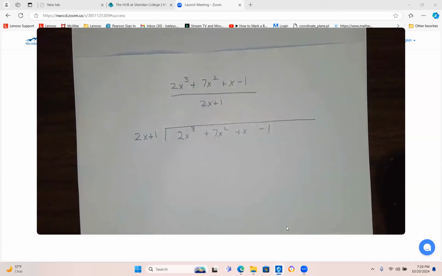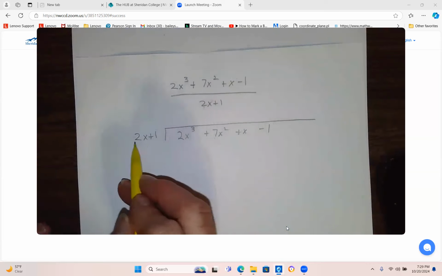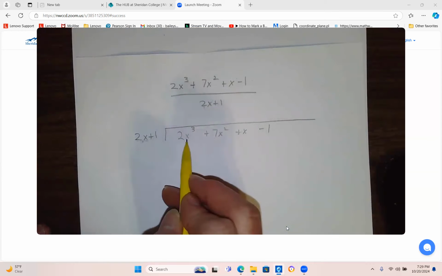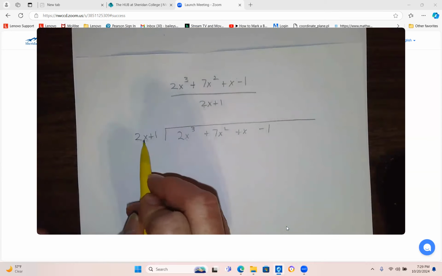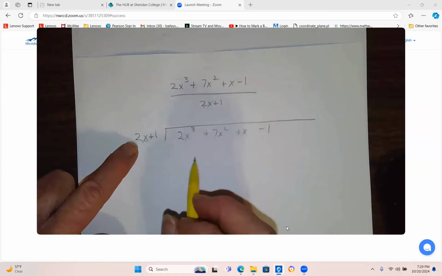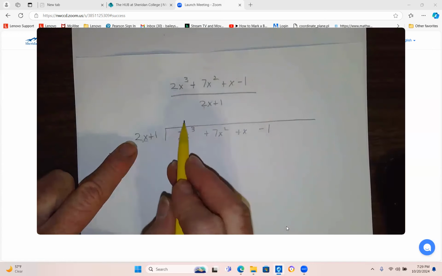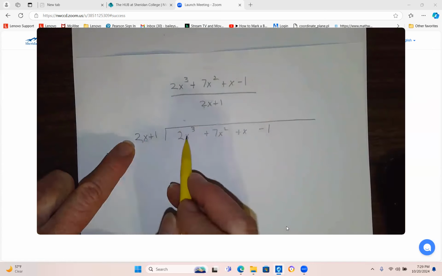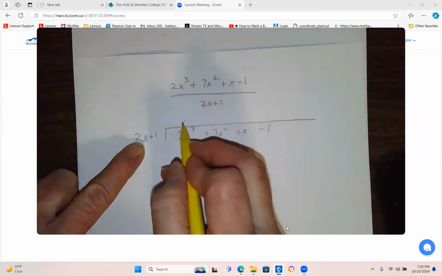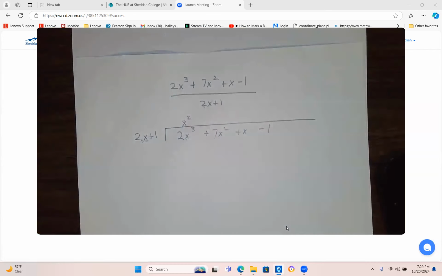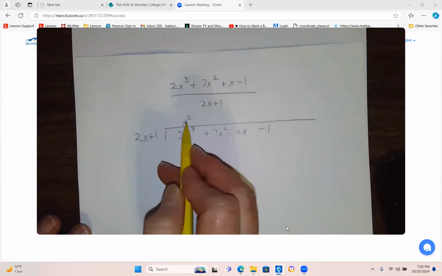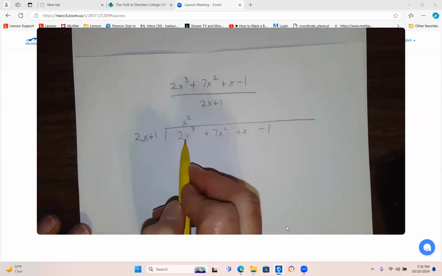Okay, now you start looking at this first term. What do I multiply this by to get this? And it has to match in sign as well. If it's a negative, I have to make this a negative. It all depends on what that is. All right, so what am I going to multiply this by to get this? I've already got the 2. I have an x, but I need an x cubed, so I'm going to multiply by an x squared. If I take this times this times this, it'll match exactly.